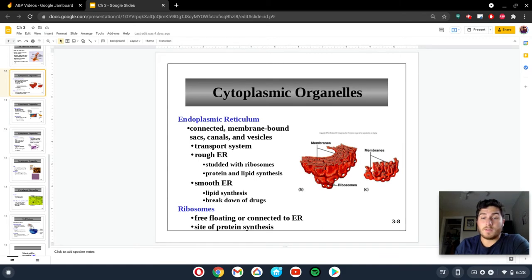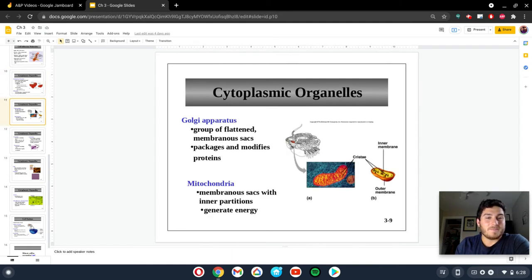And that is very important, right? Again, so what are we made of? Proteins. Where are they made? In the ribosomes. A couple other examples. We have the Golgi Apparatus. This is a group of flattened membranous sacs, and their job is to package and modify proteins so they're ready to go.